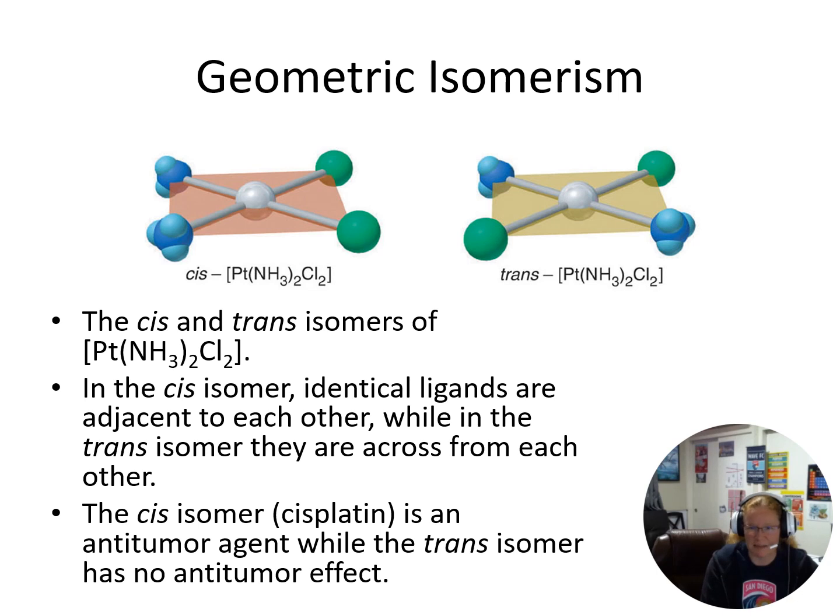So this is cisplatin. Cisplatin, the cis isomer, is an anti-tumor agent. The trans isomer does nothing. It binds completely differently. It doesn't fit in the same spot that the cis isomer does.